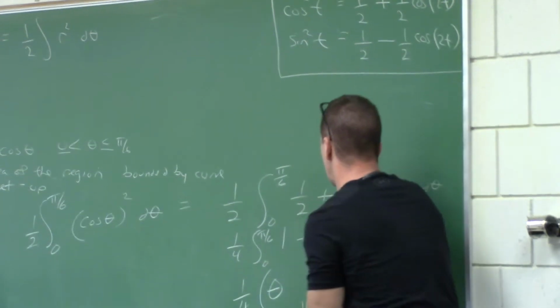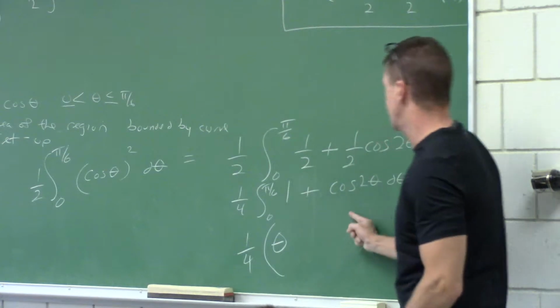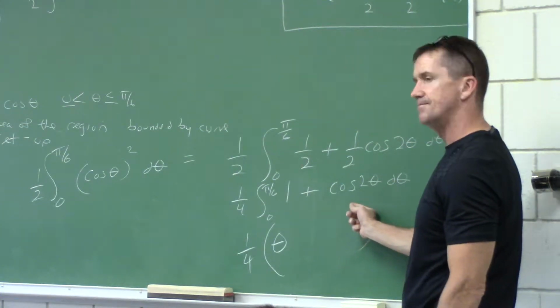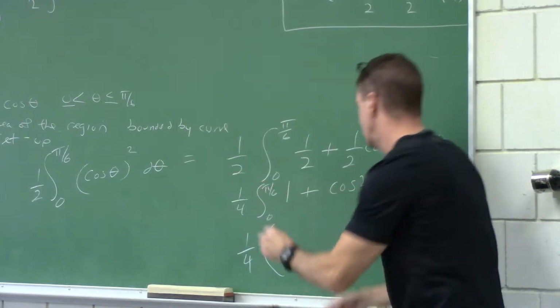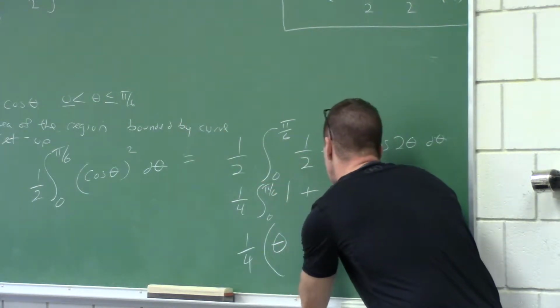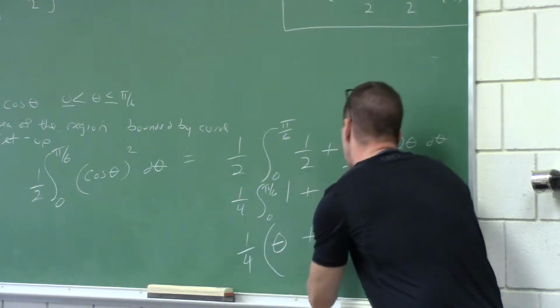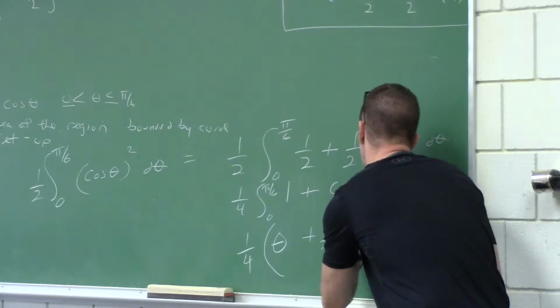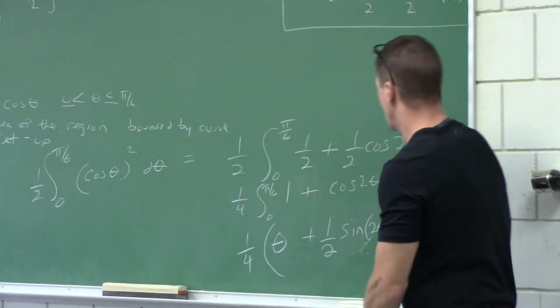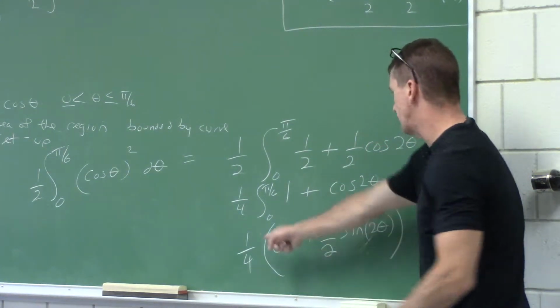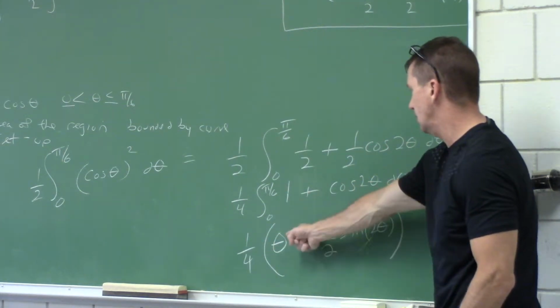Alright, everyone, this guy here involves a u sub. Let u equal 2 theta. The integral of cosine becomes a sine, right? So in here you get theta plus 1/2 sine of 2 theta. Get that out of the way, put a parentheses here. That 1/4 is still out in front. Is everyone okay with that?